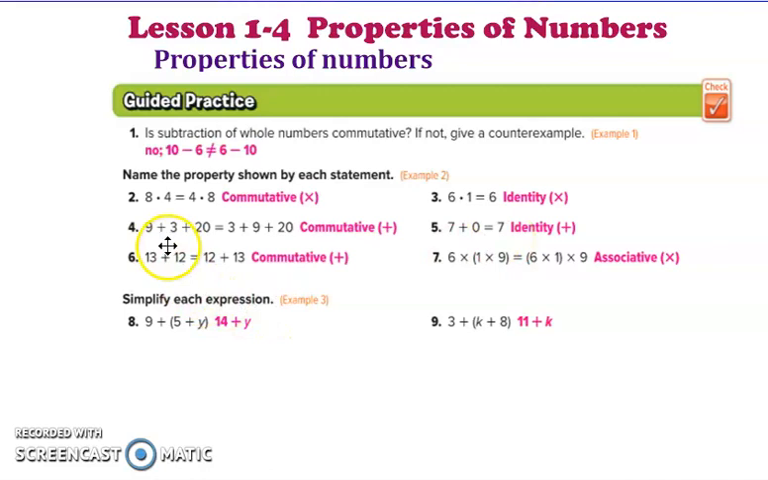Okay, back over to here. They wanted to switch the 9 and the 3 around. I don't know why, but they switched the numbers around. Anytime you switch numbers around, it is commutative property. So this is commutative property, and these are all addition, so it's going to be commutative property of addition. Right here we've got some numbers that just got switched around too. We got 13 plus 12, which equals the same exact thing as 12 plus 13, and they will always be equal because it's addition. So commutative property of addition.